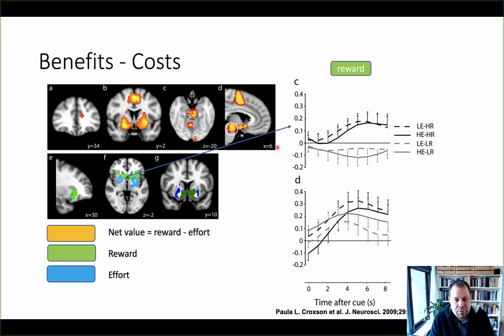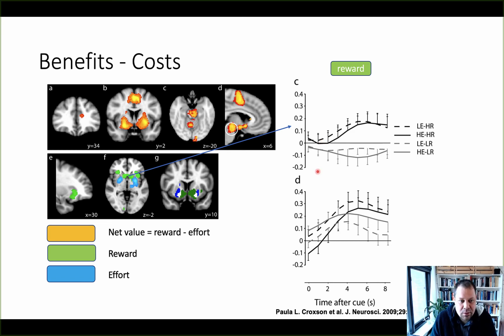Finally, we have regions that respond primarily to reward, and this is in this region of the ventral striatum. And what you can see here is that we have high reward trials, no matter what the effort is, leading to a larger signal increase relative to low reward trials, no matter what the effort amount was. And a similar effect was observed then in this type of graph. But this is the ventral striatum that shows this exact activation pattern here.